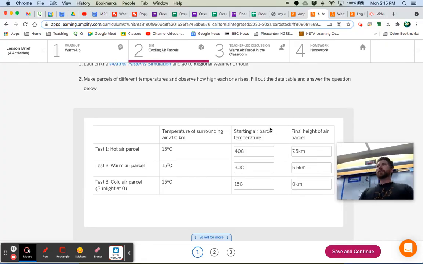Hey, we know this, right? We know this concept. We've talked about it before, how warmer things tend to rise above colder things of the same substance. And that's the same with air. If you have a hot air parcel, what is it going to do? It's going to rise up in the atmosphere. Well, guess what? The hotter it is, the higher it's going to rise. All right. Why is that important? Later we're going to talk about why that's important.